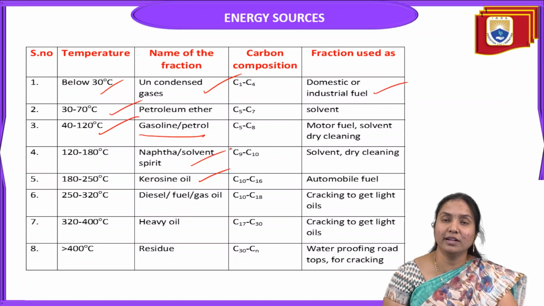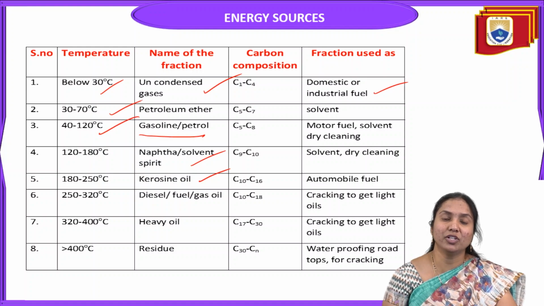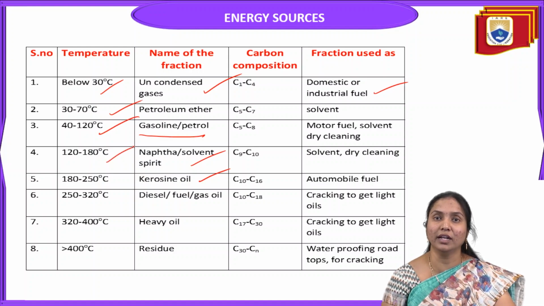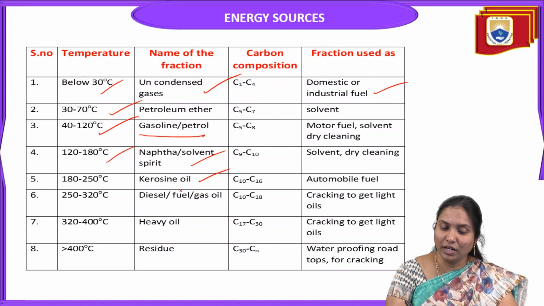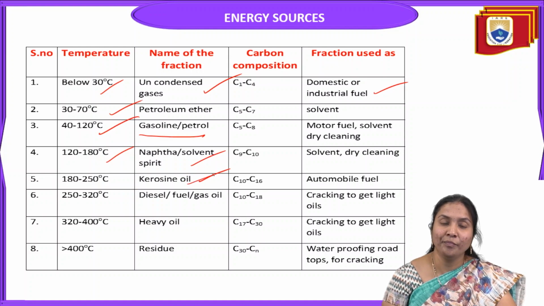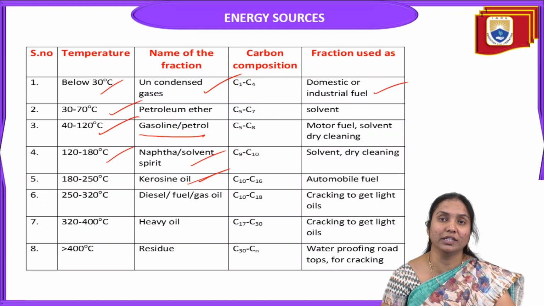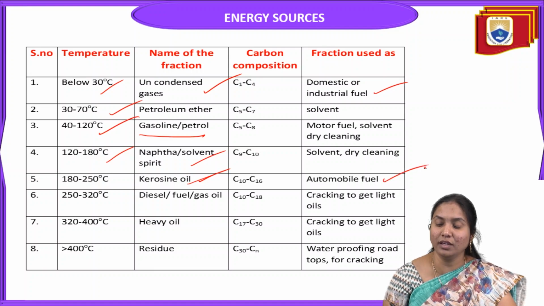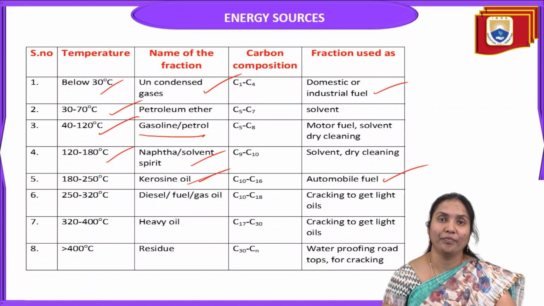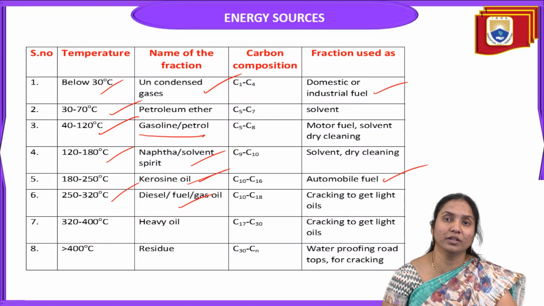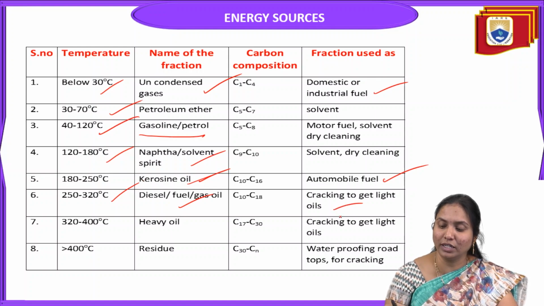And next one is naphtha and solvent spirit. Its temperature is 120 to 180 degrees centigrade, and it is used as a solvent and in dry cleaning. Next one is kerosene or oil. At which temperature is it separated? 180 to 250 degrees centigrade. It is used as an automobile fuel. And next, diesel fuel or gas oil, simply diesel. It is separated at 250 to 320 degrees centigrade. It is used as automobile fuel and for cracking to get light oils.